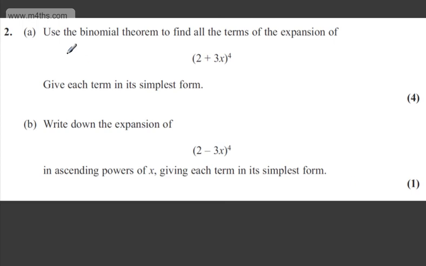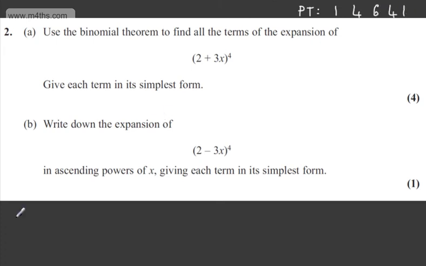In question 2, part A asks us to use the binomial theorem to find all the terms of the expansion of (2 + 3x) to the fourth, and we're asked to give each term in its simplest form. The question carries 4 marks. To find the binomial coefficients, we can either use the nCr method or Pascal's triangle. As we've got the value of 4, I'm going to use Pascal's triangle. We'll have 1, 4, 6, 4, 1.